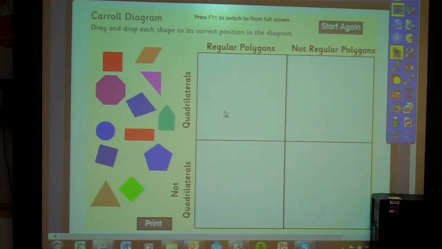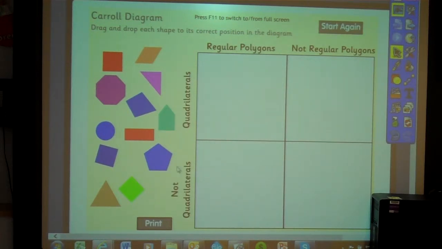Okay, let's sort some shapes out. You might be asked to sort shapes in the level 4 test using Carroll diagrams. This diagram was designed by the writer of Alice in Wonderland, Lewis Carroll. So he was a mathematician as well, and you ended up with this way of sorting things out.